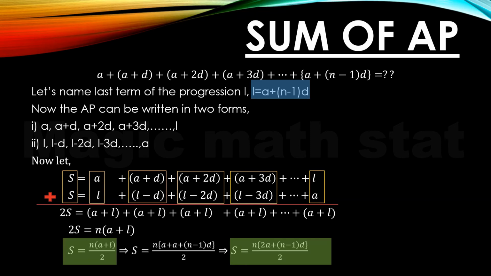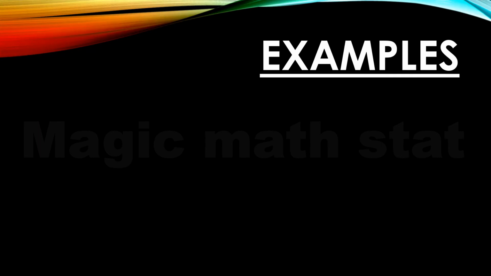You just need to understand where it is convenient to use the first one and where it is convenient to use the second one. Let's see some examples and you will get the clarity. 1 plus 2 plus 3 plus 4 plus up to n.